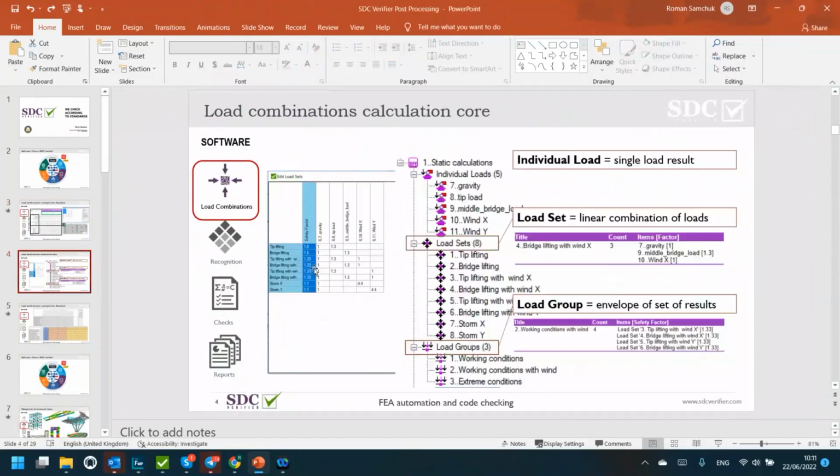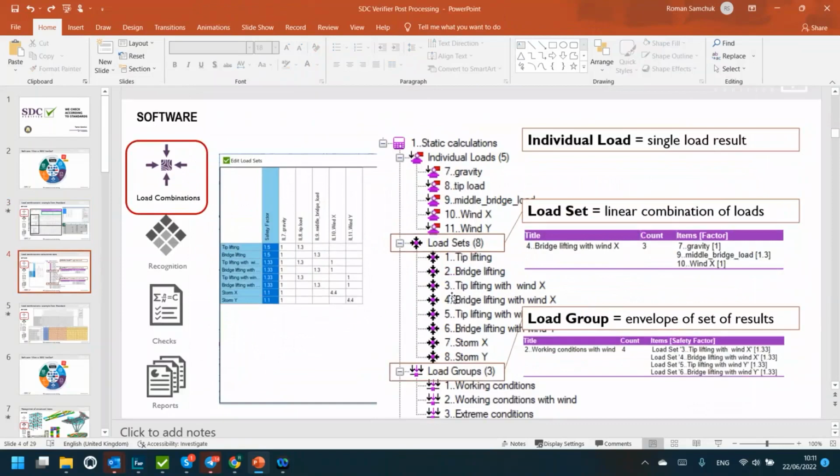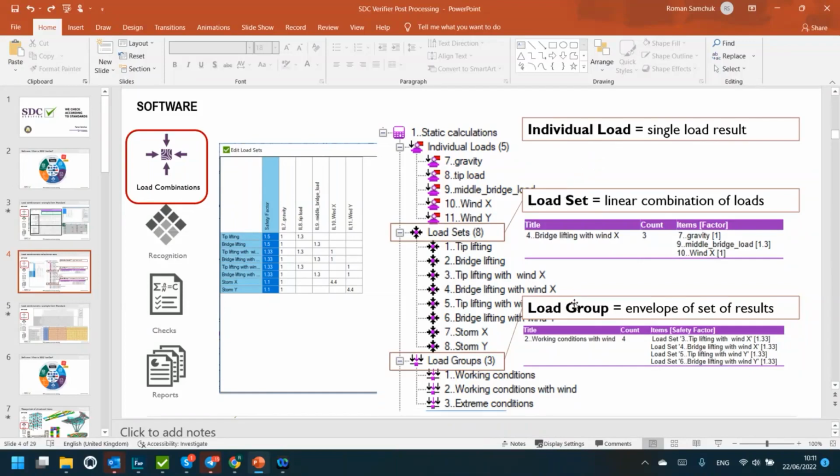What does this load combination mean in general? In SDC Verifier, we have three main items: individual load, load set, and load group. An individual load represents a single output set from your analysis. If you use FEMAP, this is one output set. If you use ANSYS, this is basically the result in one step, and so on. You do the linear combination of separate loads to get the results of your load combination. And if you want to find, in the end, the absolute maximum results over the different separate loads, load combinations, etc., we came up with a separate item we call load group.